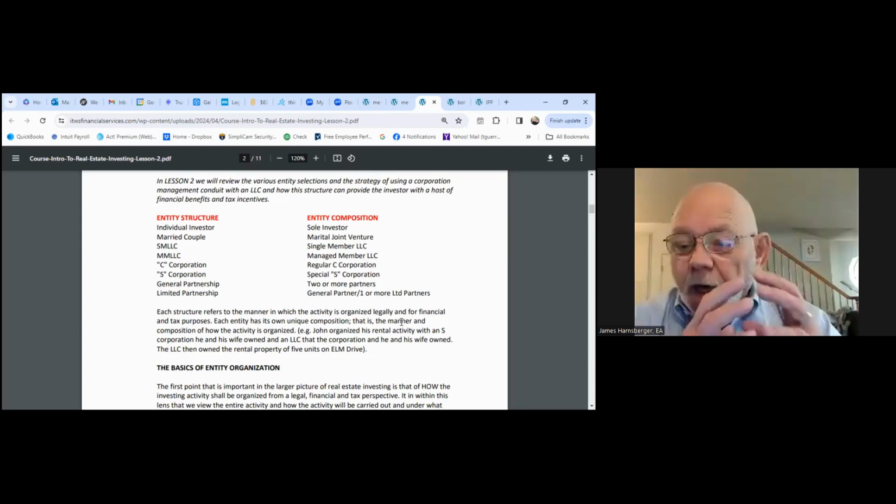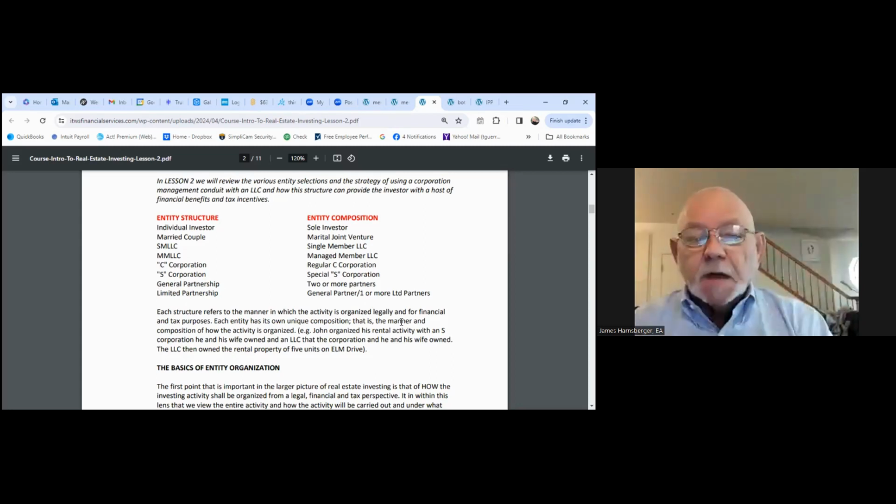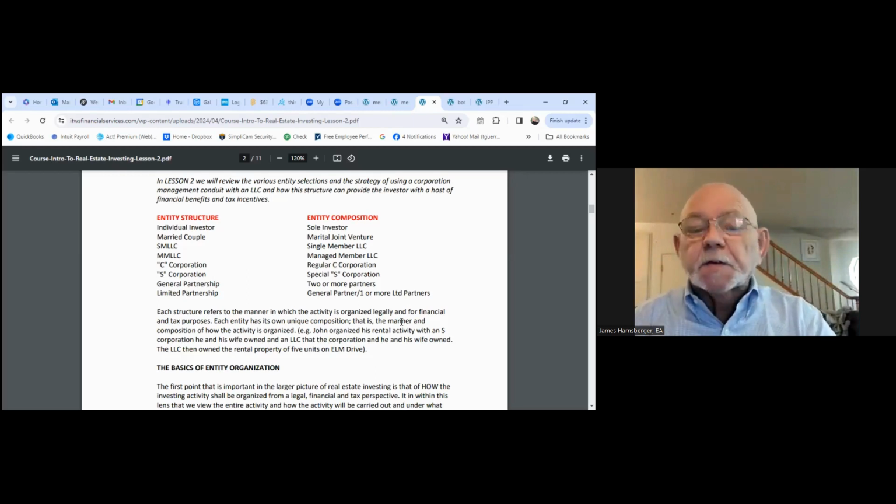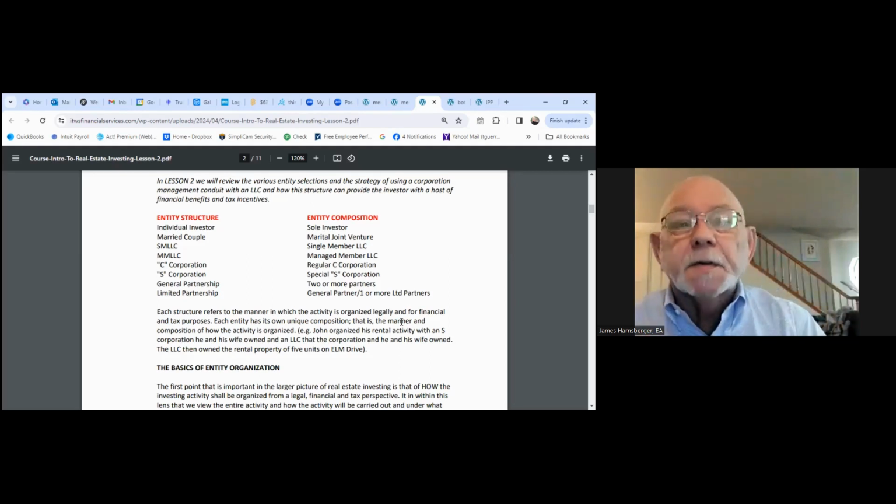All of these ways in how you invest in real estate set forth how you're going to be taxed. They have unique financial attributes and they have unique tax attributes. I'm going to hit the highlights and give you my opinion in terms of my experience in working with investors, as well as what my wife Susan and I do as investors in real estate ourselves.